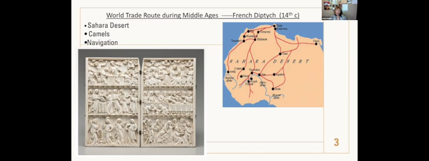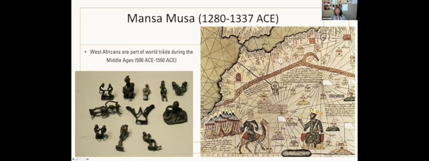And so I use maps, geography, and the art tells us that West Africa was part of this world trade. And the Africans and the Arabs were part of this trade that went across the Sahara Desert. And they were able to use camels and navigate the Sahara Desert. And so it was difficult for Western Europe to get below the Sahara Desert to control this trade during the Middle Ages. So this shows West Africa as part of world trade.